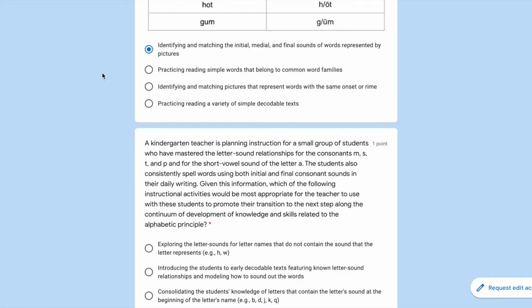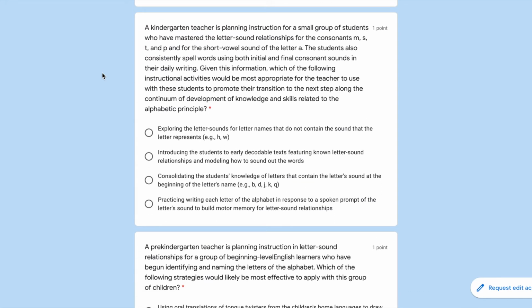So this is all to say that having the students practice identifying the initial, medial, and final sounds that are represented in these words by pictures would help build what they can already do in a more extensive way, while continuously focusing on that phonological and phonemic awareness skill. So letter A would be best, and let's keep going.